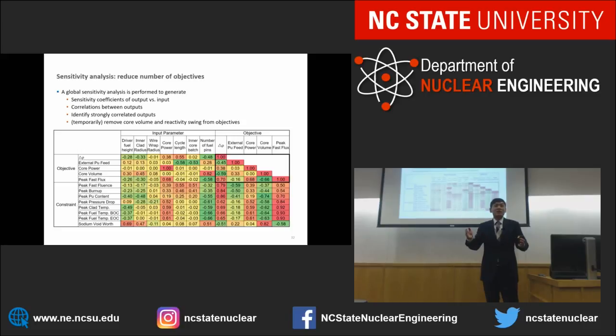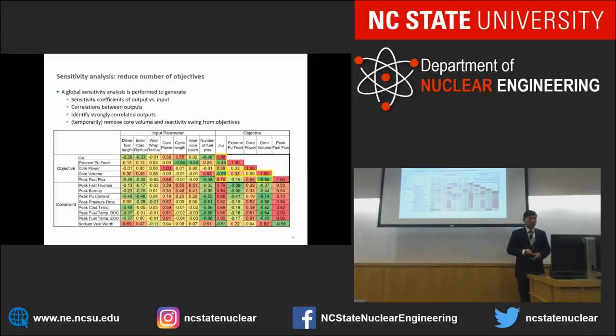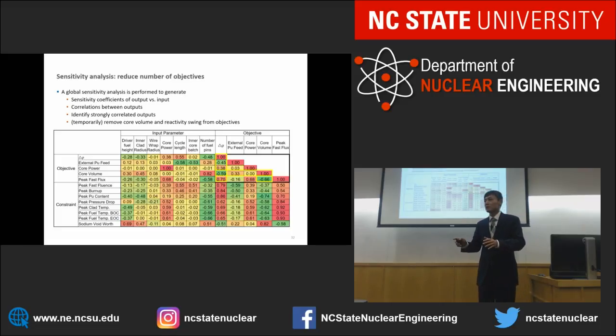So I perform global sensitivity analysis. I tweak the input parameters, which are the design parameters, and find the correlations of the output parameters. Okay, this is what we found in the black box. I see that those two parameters, reactivity swing and core volume, are more heavily or strongly correlated with others. So I said, okay, let's temporarily remove those two and simplify our problem, just at the beginning.